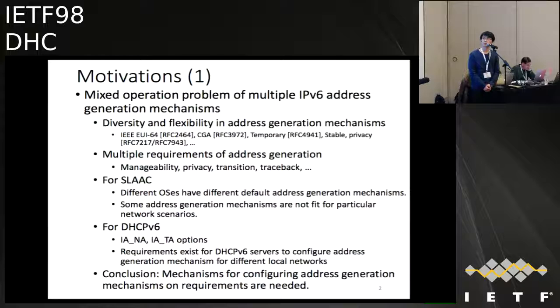The current situation is that for SLAAC, different operating systems have different default address generation mechanisms, and some address generation mechanisms are not fit for particular network scenarios. For example, some enterprise networks may disable the use of temporary addresses. For DHCPv6, the IA_NA option and IA_TA option show the requirements of the clients. Requirements exist for DHCPv6 servers to configure address generation mechanisms for different local networks. So we draw the conclusion that mechanisms for configuring address generation mechanisms and requirements are needed.